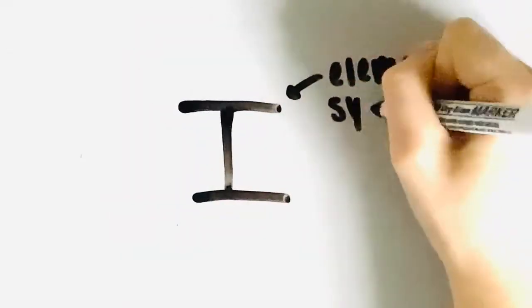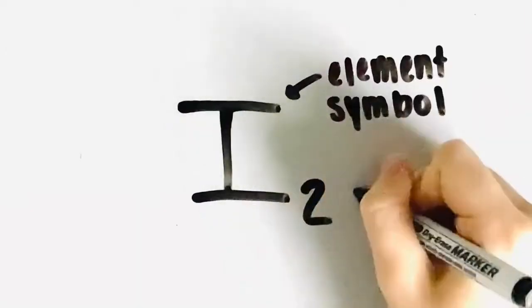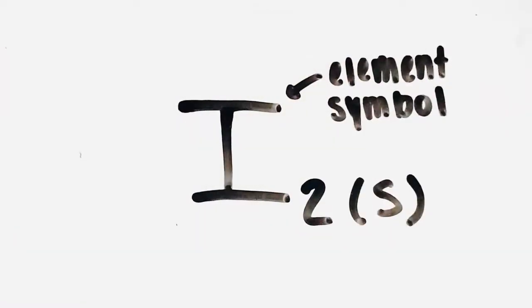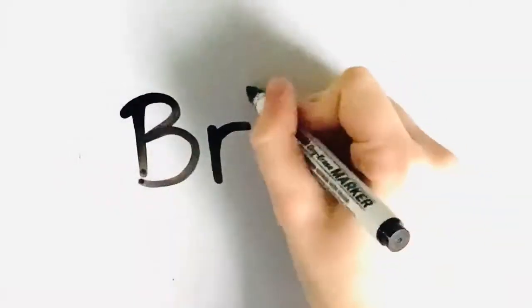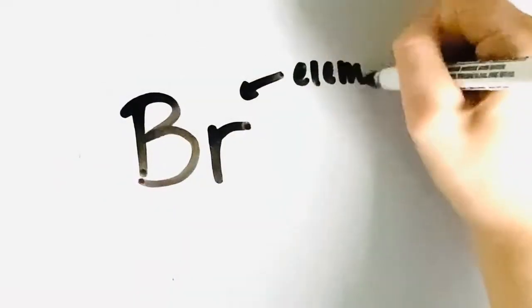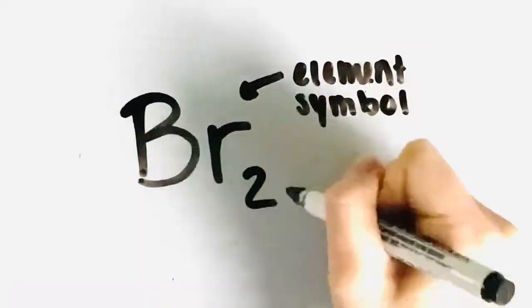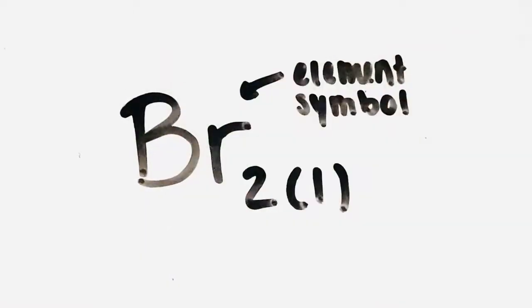Iodine would be written as I, its element symbol, with a subscript of 2 because it's diatomic, and a subscript of s in brackets to show that it's a solid. Finally, bromine would be written as Br, its element symbol, with a subscript of 2 because it's diatomic, and a subscript of l in brackets to show that it's a liquid.